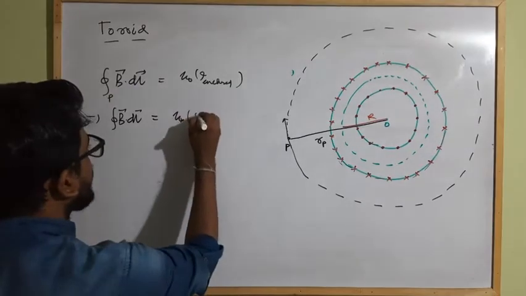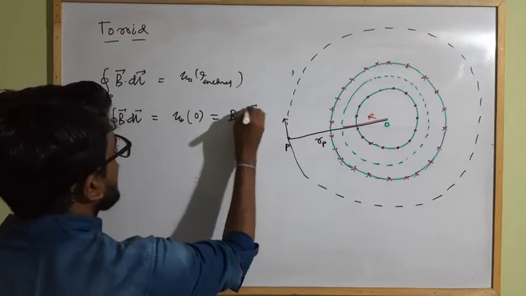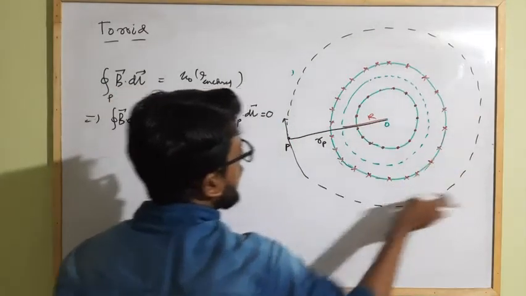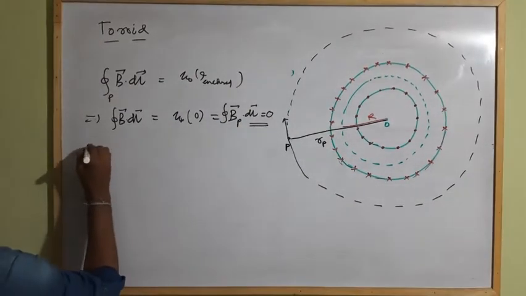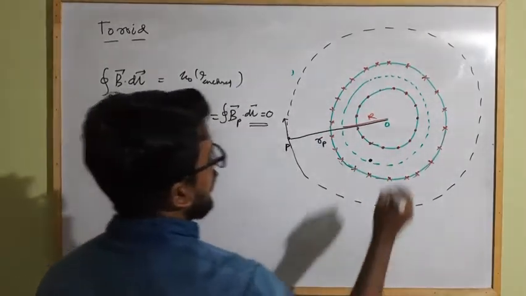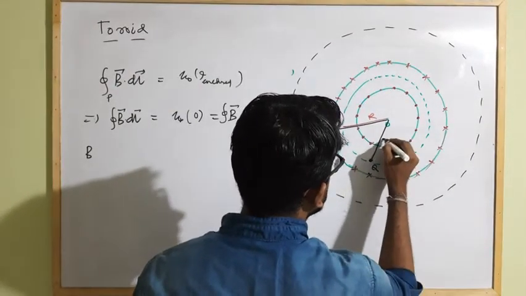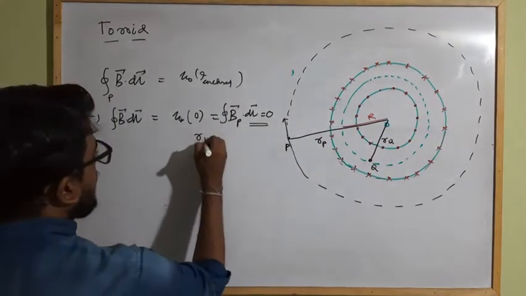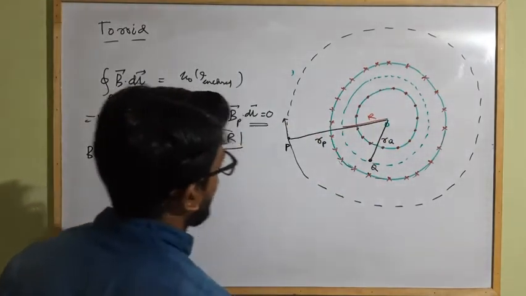So mu naught I enclosed will be 0. That's why the closed integral of B dot dl at P is 0. So the magnetic field strength at any point outside of the toroid is how much? 0. Similarly, let us find the magnetic field strength at any point within the tore of the toroid. Here is a point Q which is at a distance RQ. Clear? Here the point P at distance RP is greater than the average radius R, that is, outside of the toroid.